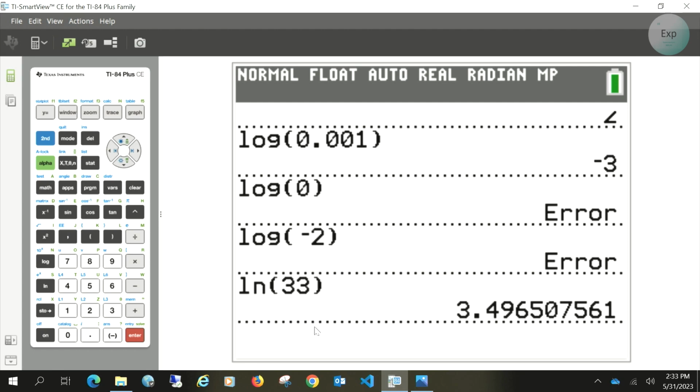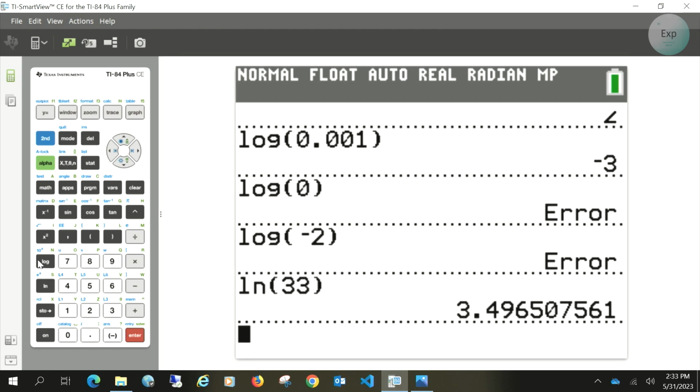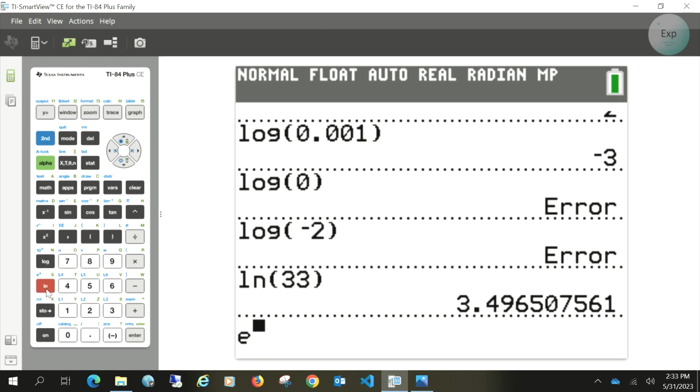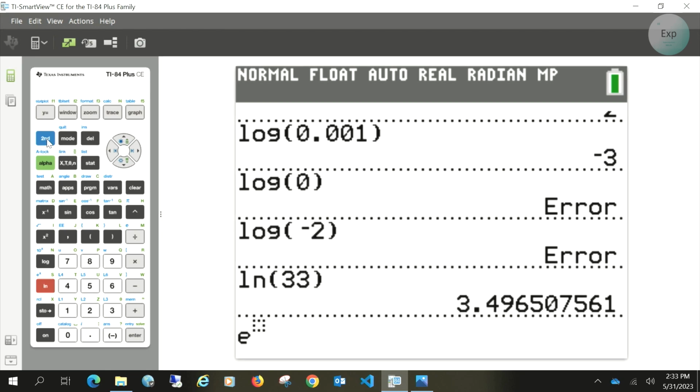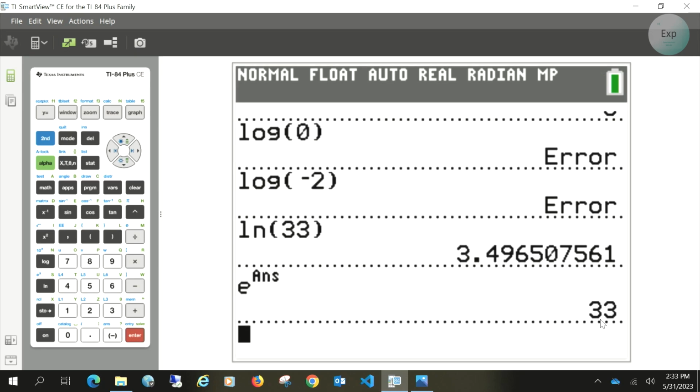This allows me to use the answer feature. I'm going to use the e to the x feature, second natural log, and then for my exponent, I want this number here. So I go second answer. And now when I take e raised to that power, I get the answer 33. This demonstrates that the natural log function and the exponential function e to the x are inverses of each other.